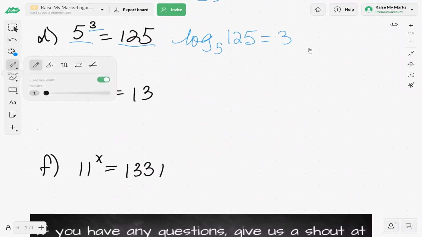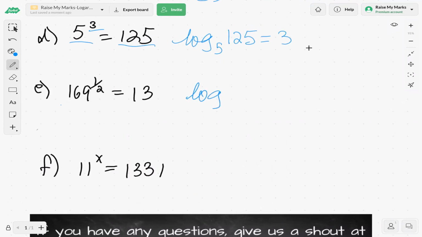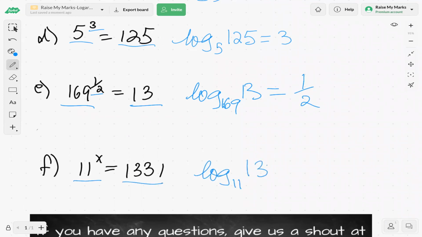And 2 more. So we have log, our base is 169. Our final answer is 13, and this equals our exponent, which is 1/2. And last one, log, base is 11. Final answer is 1,331, and this equals our exponent, which is x.